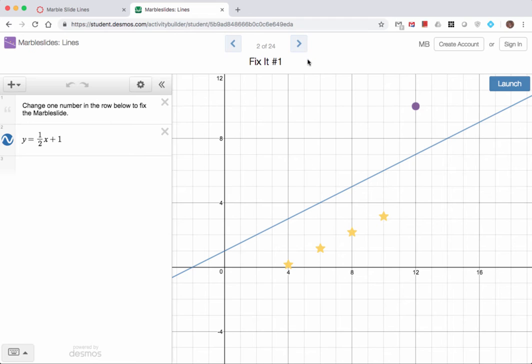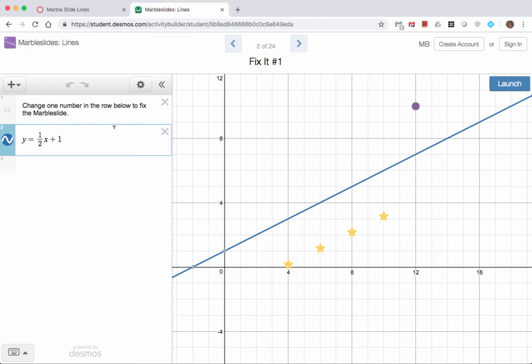The first thing they ask you to do, to get you familiar with how you're going to play this game, is to change one number in the equation down below to see if you can take out all the marbles. The steepness looks good. It looks parallel to my row of stars down here. It's just shifted up too much. We know what the y-intercept does: it changes the position of the graph. It's basically a vertical translation. So let's change that.